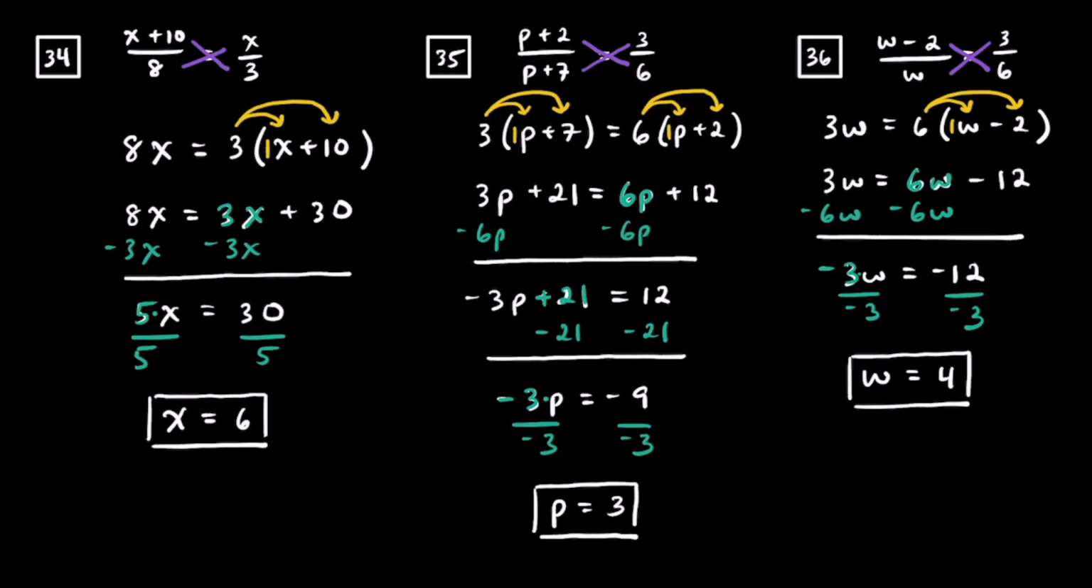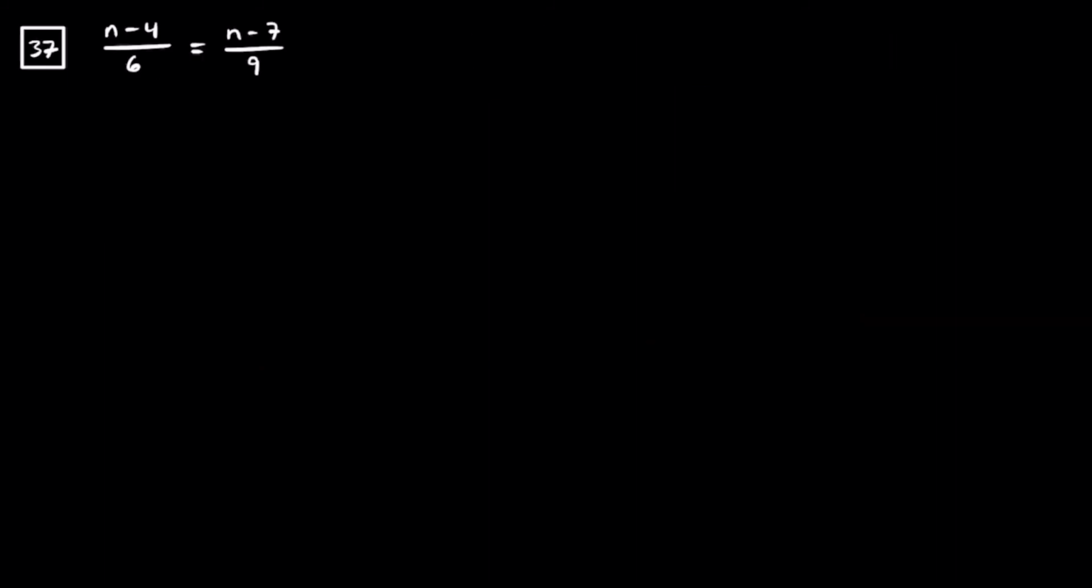There's our solution. For 37, we have yet another proportion. I'm going to decide to multiply these first. So we'll have 6 being multiplied by this n minus 7, and then we have this 9 being multiplied by the n minus 4. So we have 9 times the quantity of n minus 4.